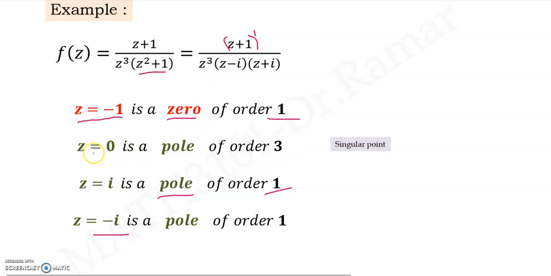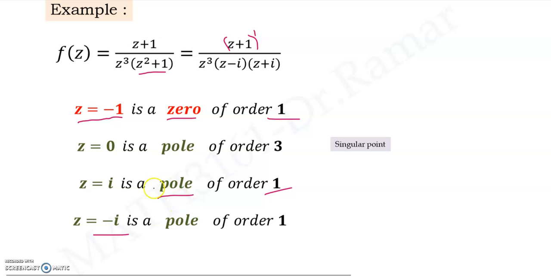Here the degree is 3, so a pole of order 3. So z equal to 0 is a pole of order 3, z equal to i is a pole of order 1, z equal to minus i is a pole of order 1. Like that you can write. For the zero, you see the numerator, what is the value of z, and you see the degree. Here the degree is 1, z equal to minus 1. So z equal to minus 1 is a zero of order 1.